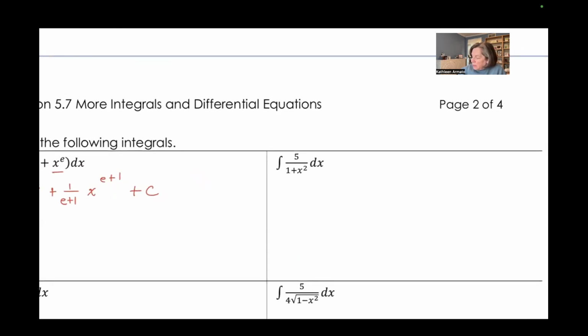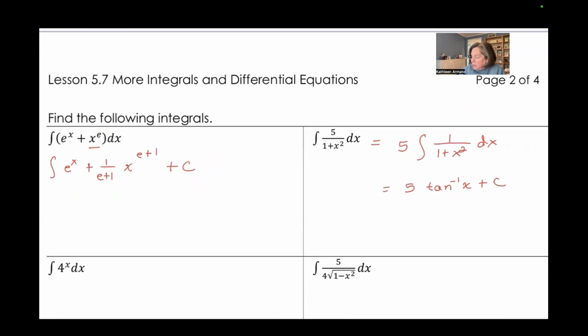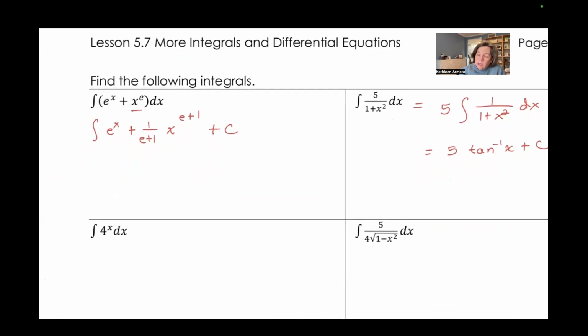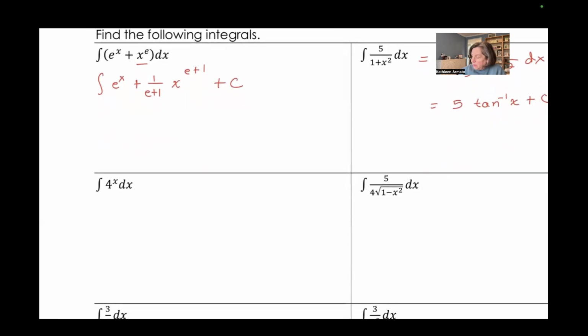5 over 1 plus x squared. Okay, so that's the same thing as 5 times the integral of 1 over 1 plus x squared dx. And 1 over 1 plus x squared, that's my arctan of x, plus c. Remember, whenever you have a constant times a function, that constant can get pulled in front of the integral. So when you have a constant times a function, you're taking the derivative, you just do a constant times the derivative of that function. Okay, 4 to the x now, the integral of 4 to the x dx is going to be 1 over natural log of 4 times 4 to the x plus c.